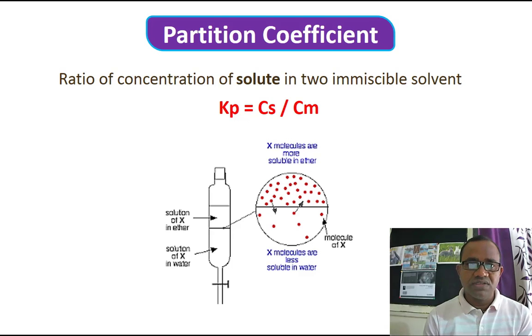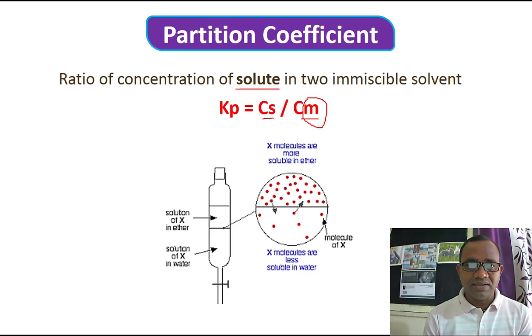The partition coefficient is defined as the ratio of concentration of the solute molecule in two immiscible solvents. That means the way the solute molecule gets partitioned between the two immiscible solvents. So this Cs by Cm defines the partition coefficient, where C is the concentration of solute in the solid phase, and the concentration of solute in the mobile phase.